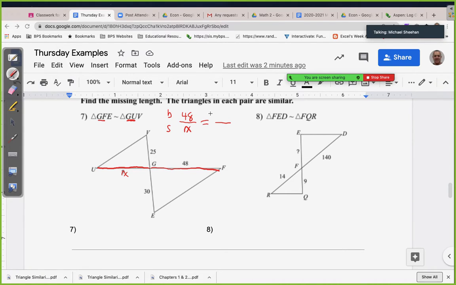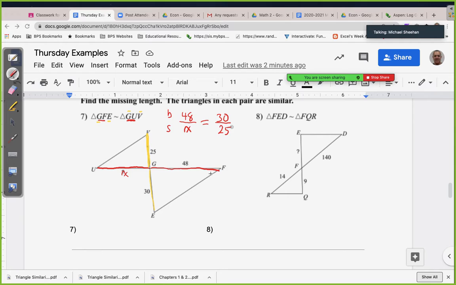Now I have the big triangle numbers on top. I already used the 48. Now I need to go with the 30. And the 30 goes from G to E. Well, that's the first letter and the third letter. Over here, the first letter and the third letter are G and V. So the 25 matches up with the 30.